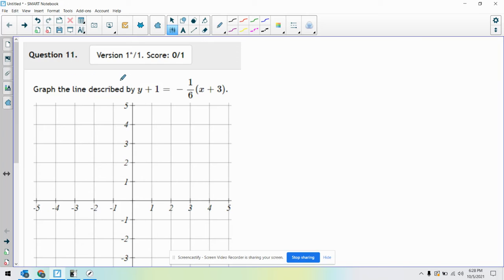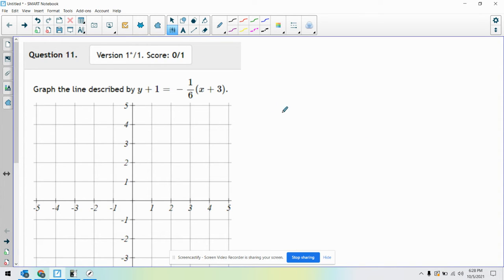Okay, so this says graph the line described by y plus 1 equals negative 1/6 x plus 3. There's a couple of different ways you can do this. You could just plot points. You could say, let's let x be 0, let's let x be 1, and see what we get for y. That's one method. You could use the fact that this is in point slope form, which I think point slope form can be a little tricky sometimes.